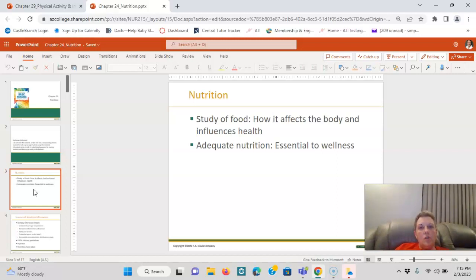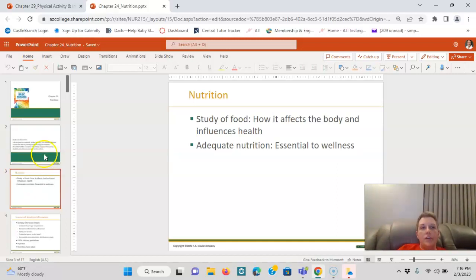Nutrition. So you guys probably took a nutrition class, so just a little refresher on nutrition. Nutrition is the study of food and how it affects the body and influences health. So we talk a lot about nutrition around issues with long-term healing, diabetes, right? So you guys know those. Those are easy to think about. But some of them might not be as obvious. So adequate nutrition is essential to wellness as well. And that's where you get into wound healing and things like that.